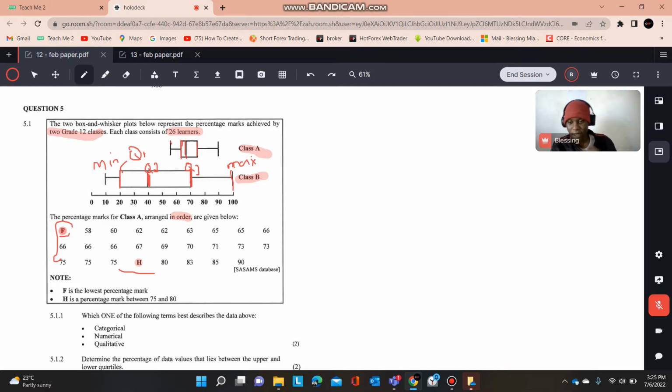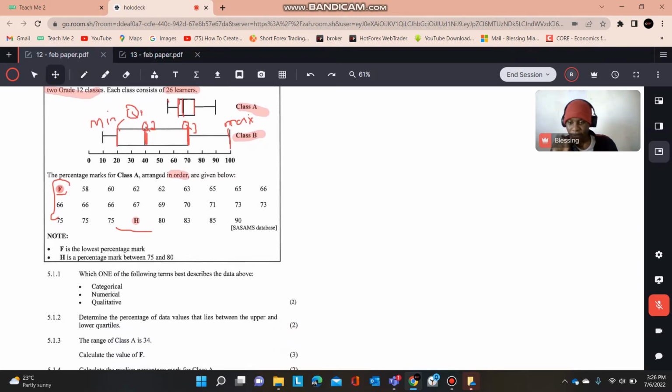Let's go and answer our question 1, since we've already analyzed the data given to us. So our question 5.1.1, they say which one of the following terms best describes the data above? Is it categorical, is it numerical, or is it qualitative? So let me just point out something. Let me just explain these types of data, and then we'll decide which one is correct after.